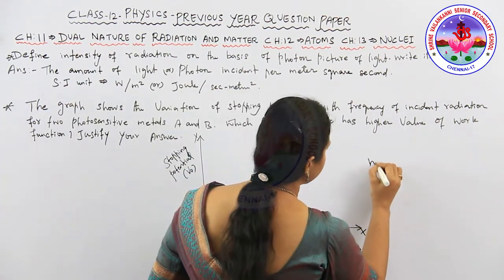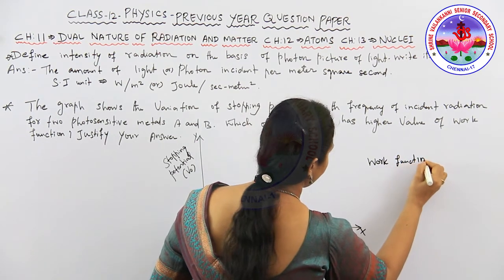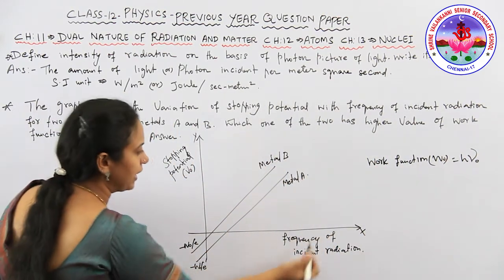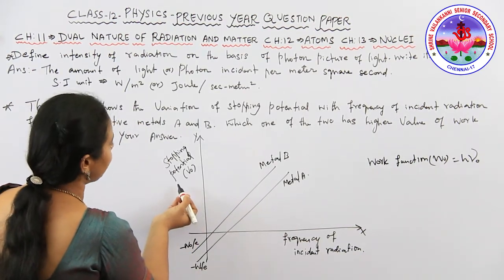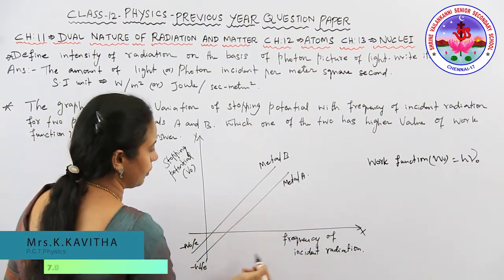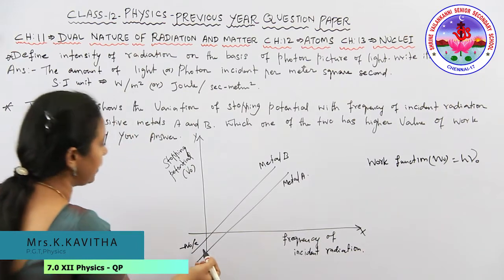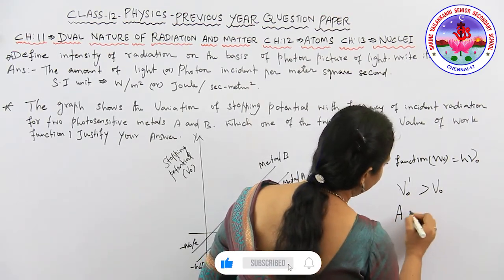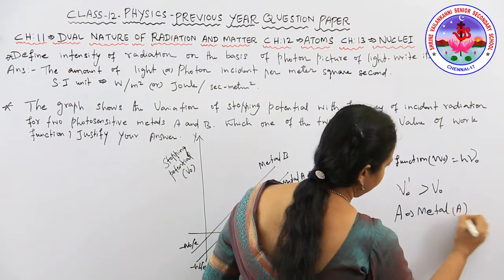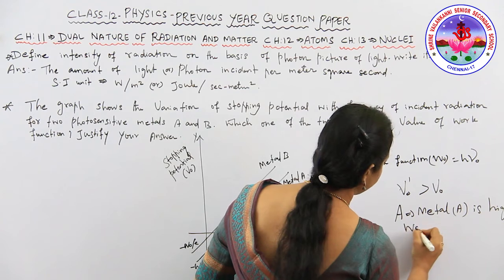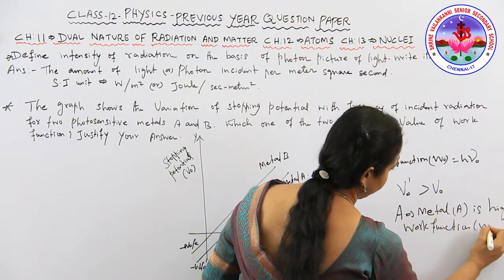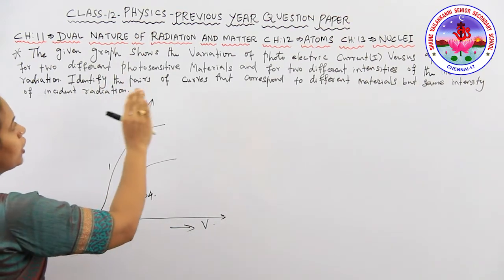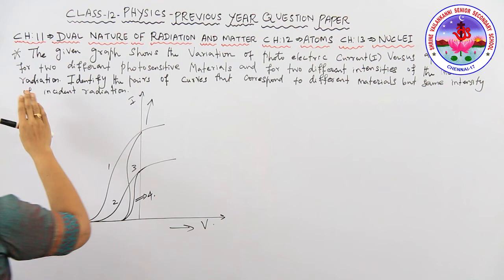So the work function formula first: work function W naught is equal to h nu naught. Here, the x-axis is the frequency of the incident radiation and the y-axis is the stopping potential, both of which are directly proportional. Observe metal A and metal B. By that you may understand that V naught 1 is greater than V naught 2. From that you can say that metal A has the higher work function. Right?